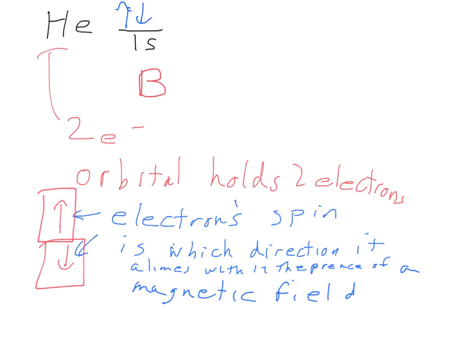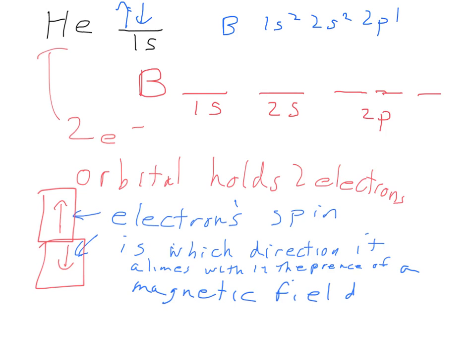You've located boron on your periodic table, I hope. Boron's the first element in the 2p block, right? So we're going to read our entire periodic table to get to boron. If we were to write boron's condensed notation, we would say that boron is 1s2, 2s2, 2p1.